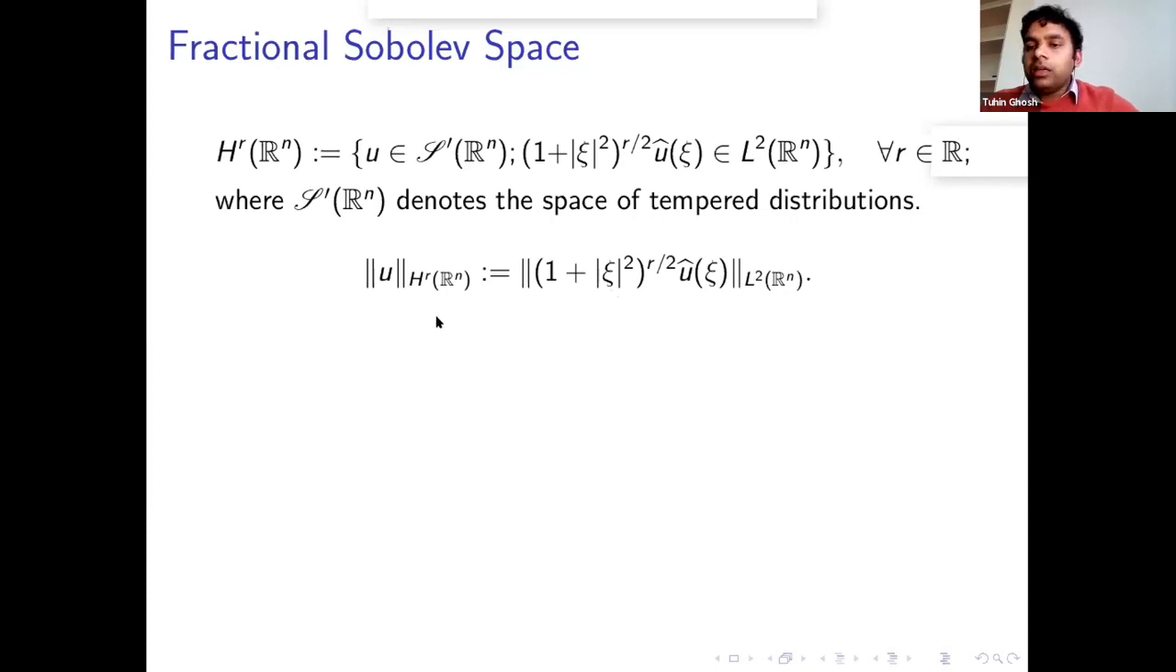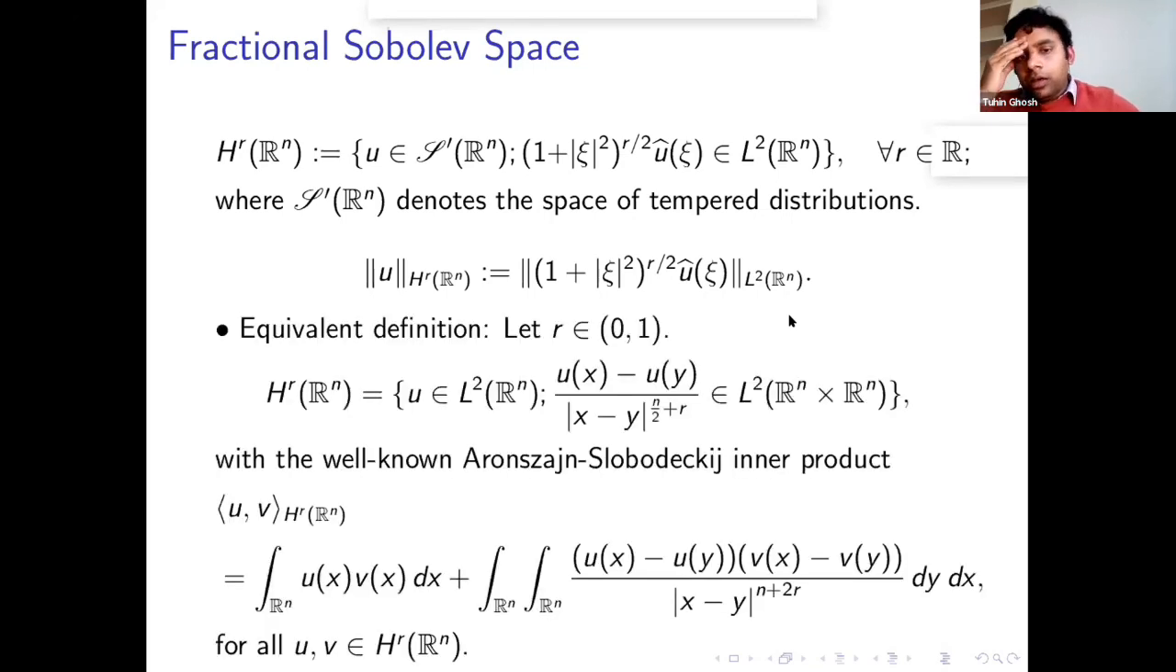And then you can assign the norm. It's basically the graph norm. So you have this L² norm, and then you have the fractional derivative norm here. Then you can do similar stuff in the physical space, that is, in x space, and that's the equivalent definition you can use. But here we are just taking the fractional powers, r belongs to (0,1).